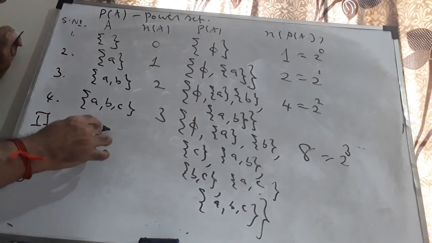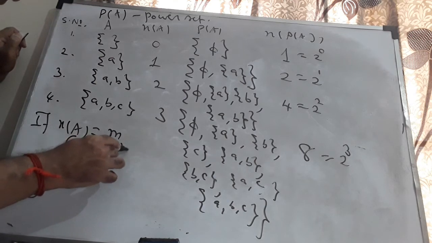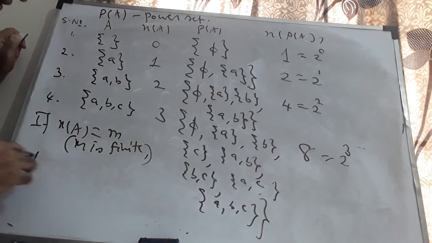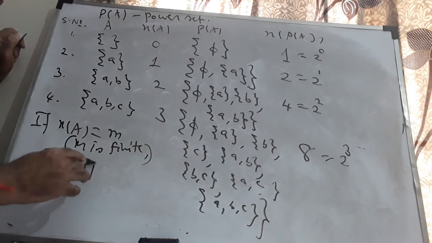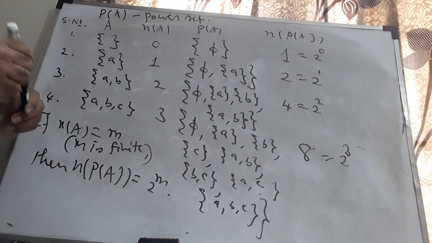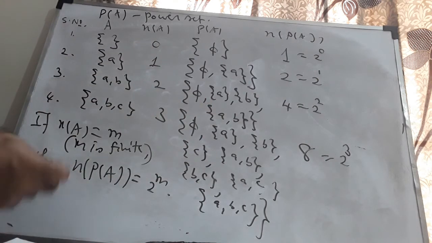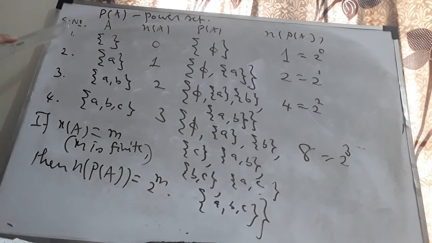If n(A) is equal to m, m finite, then n(P(A)) is equal to 2 power m. This holds for finite sets; for an infinite set, the power set is automatically infinite. It is understood anyway. Let me repeat.